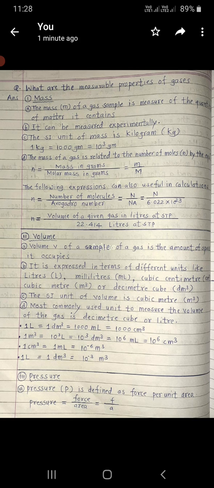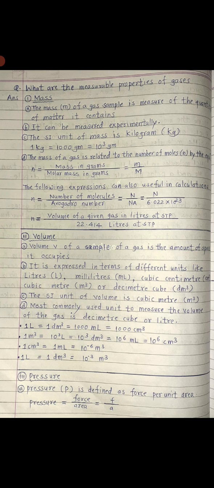And one more expression for the number of moles: n is equal to the volume of a given gas in liter at STP divided by 22.414 liters at STP. This 22.414 is the molar volume of gas. 1 mole of any gas occupies 22.414 liter of volume. So, the number of moles can also be calculated as volume of gas divided by 22.414. Gases are measured in liter.